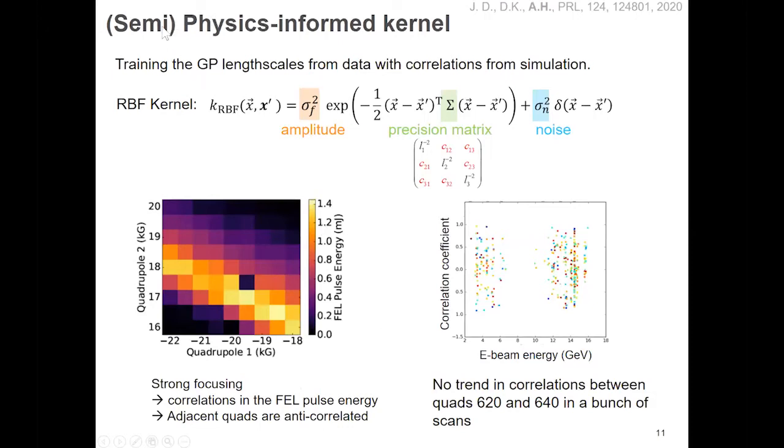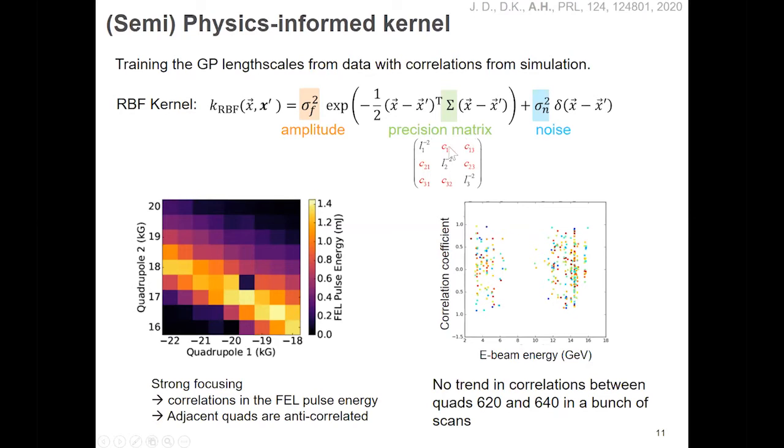We call this approach semi-physics informed because the correlations, we could not establish those from data. You can see here a bunch of scans, and there is no clear correlation. We plotted here the correlation coefficient between 2 adjacent quads that typically should be anti-correlated to each other, as shown here from simulation. But due to the sparsity of the data, we could not resolve those using the traditional method.